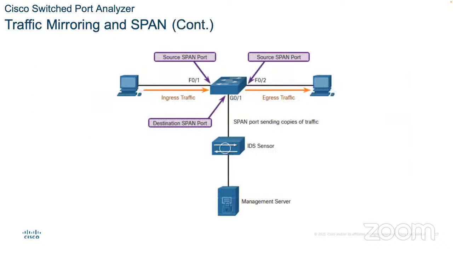Something more like this, where any traffic that's coming in from F01 and going to F02 or vice versa, that information gets copied over to the destination span port, and that could go to an IDS sensor, that could go to whatever log management, whatever you want.